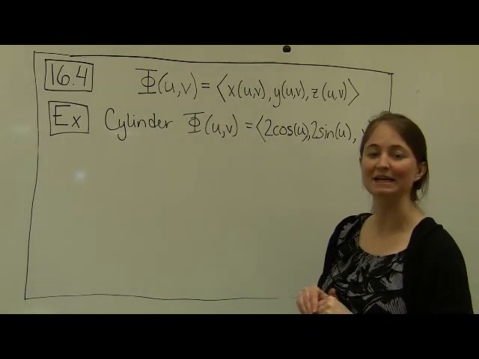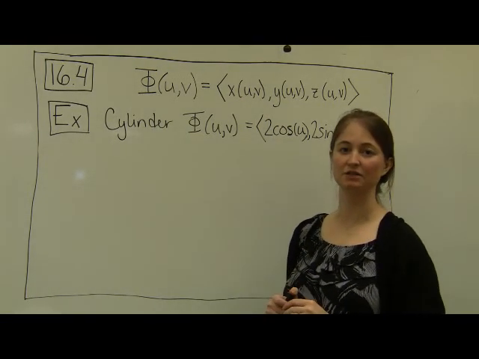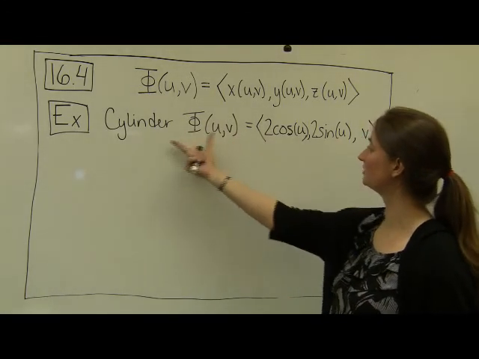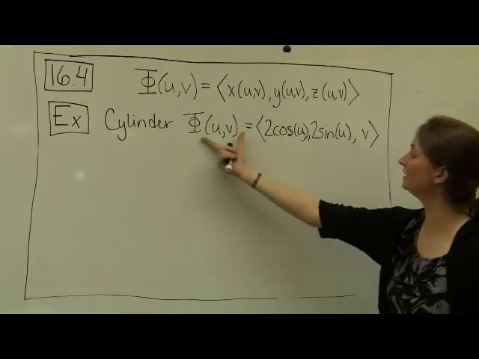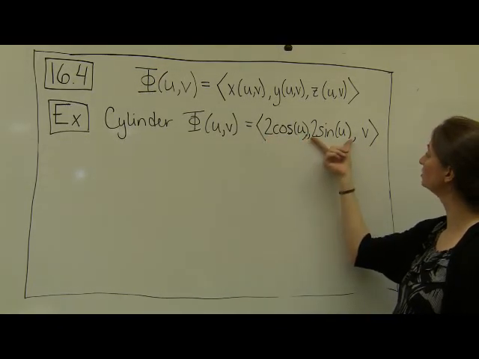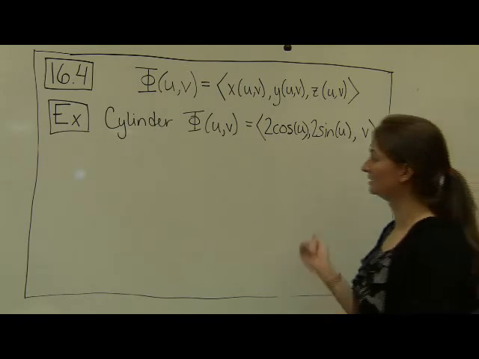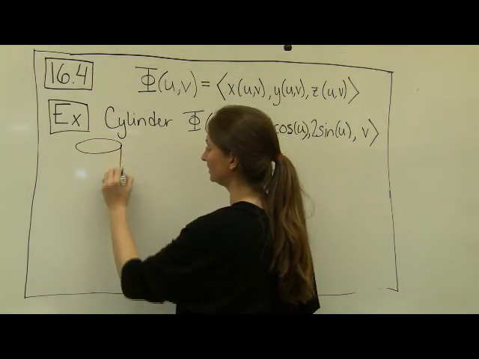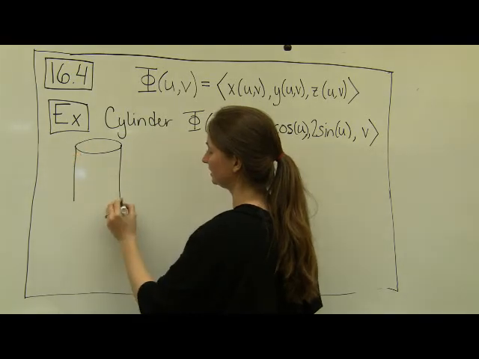So let's look at an example of computing these tangent vectors and our normal vector. Let's say that we're given a parameterization of a cylinder that's given by phi of uv is equal to 2 cosine u, 2 sine u, v. So this is giving us a cylinder that looks something like this.